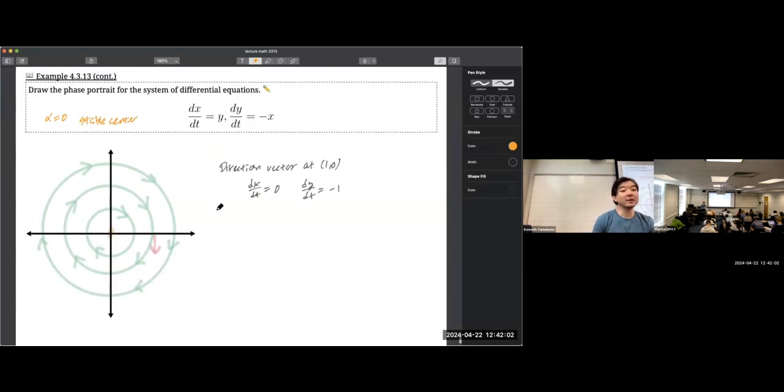Now, I've got to draw these orbits. How would I draw them? Well, they're just going to be circles like this. The only thing you need the direction vector for is to get the right arrow on them. And that's it, you're done.